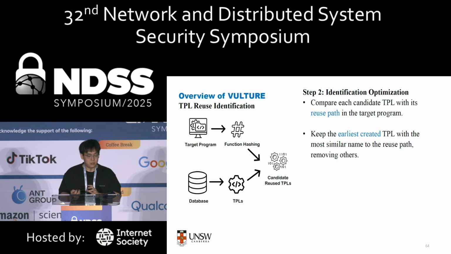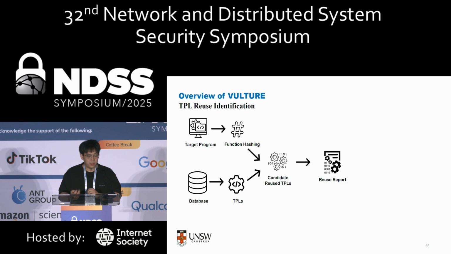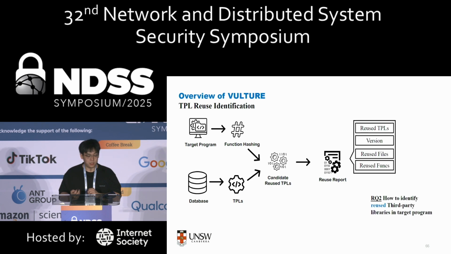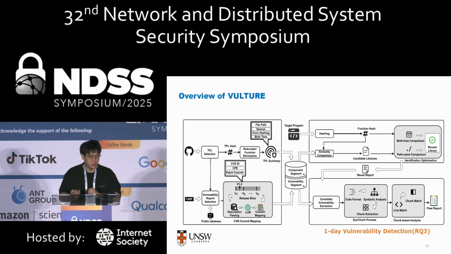So we carried out an identification optimization. We compare each candidate TPL with the reused path inside the target program and keep the earliest created TPL with the most similar name to the reused path, removing others. And after that, we can have a reuse report containing reused TPLs, their versions, reused files, and reused functions to resolve research question 2. And now we have the reuse report.